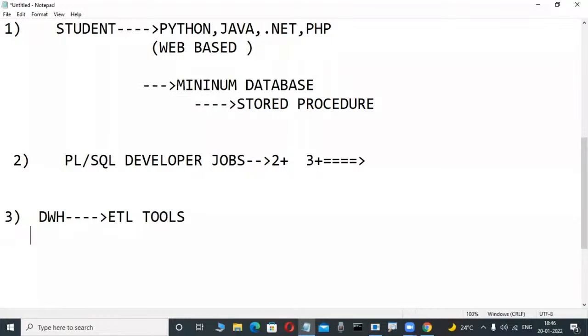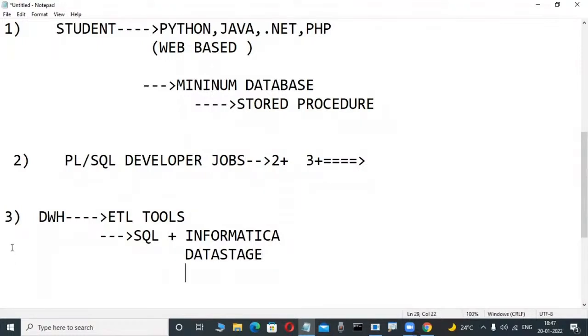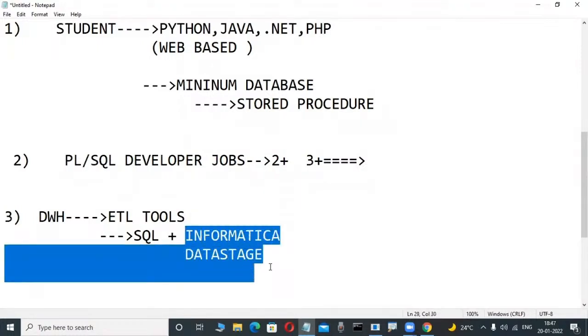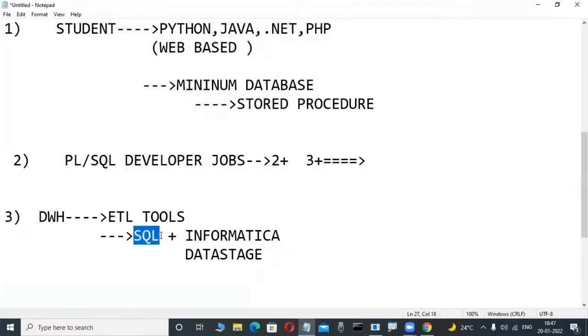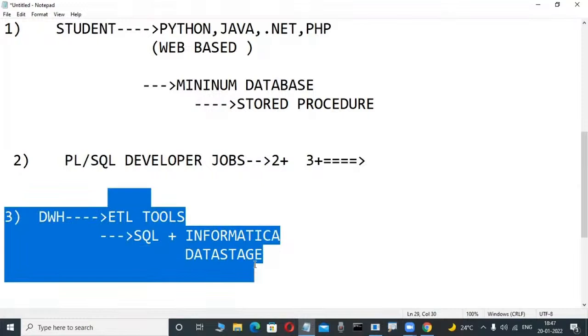These persons need a little bit of SQL knowledge. PLSQL is not required, just SQL knowledge. Then they learn the tools in institutes also. Informatica is a very popular tool. Again, DataStage is a popular ETL tool, and Talend is another tool. These ETL tools have a graphical user interface, so minimum SQL knowledge is required. That's why they are learning these courses for these jobs also.